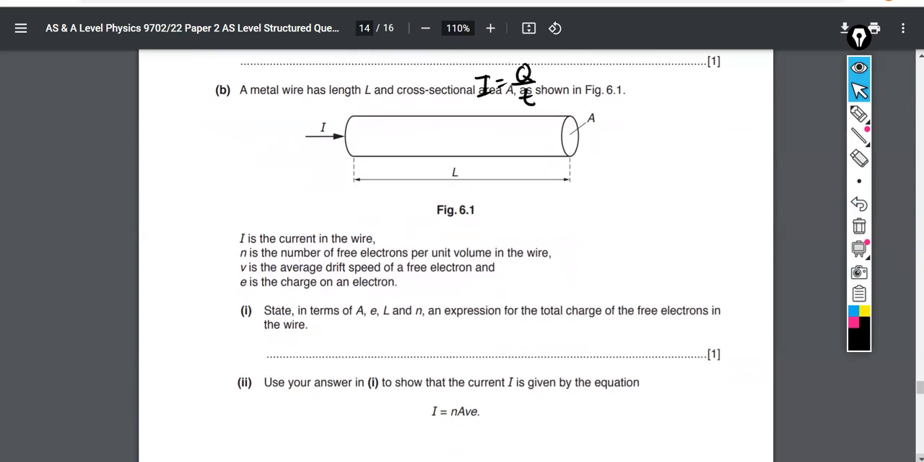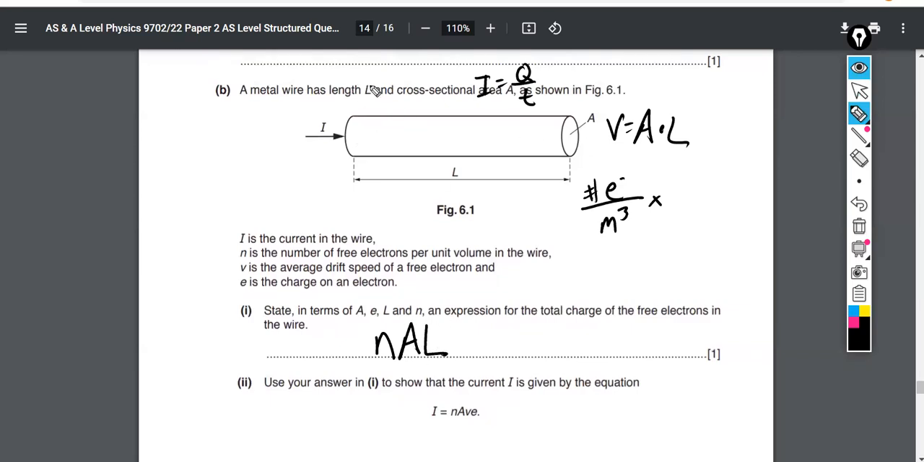So if we start with N, which is the number per unit volume, then it lets us know that we've got to cancel out the volume, right? If we've got the number of electrons per unit volume, per meters cubed, then we're going to cancel out this meters cubed by multiplying it by a volume. What's the volume of this cylinder? It's the cross-sectional area A times the length L. So we can cancel out the per unit volume part of this by multiplying it by AL, the volume of our particular metal wire.